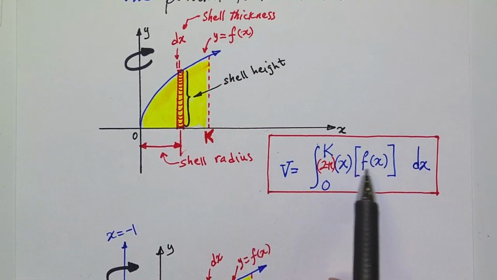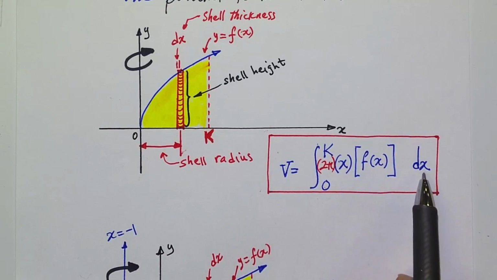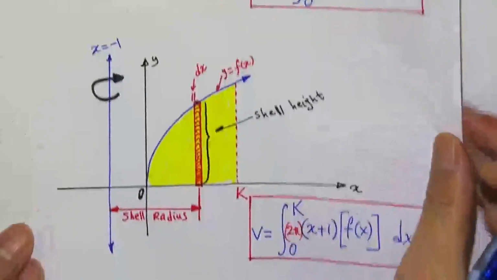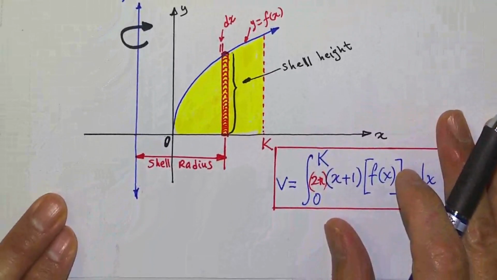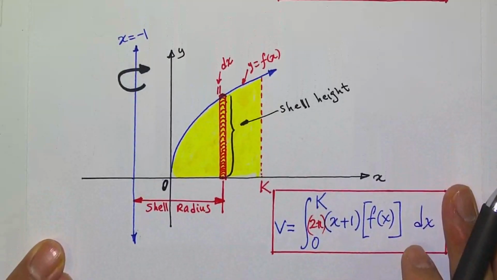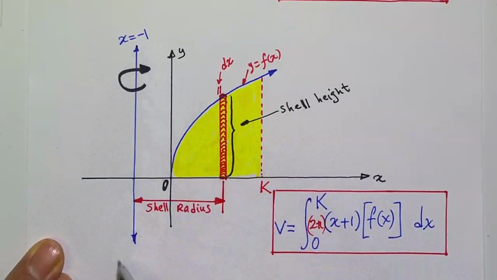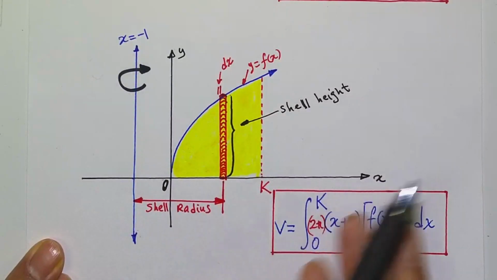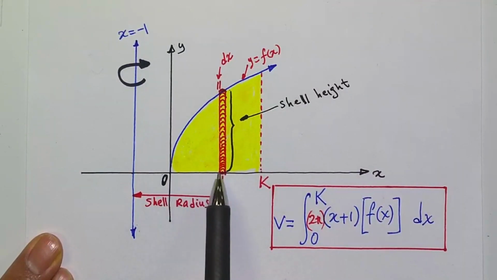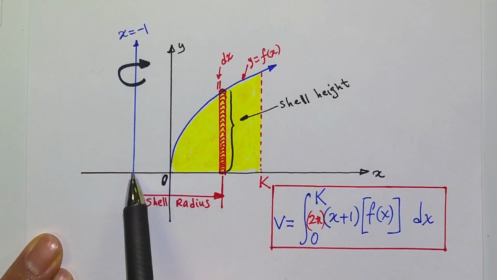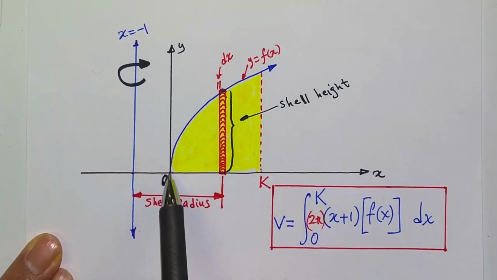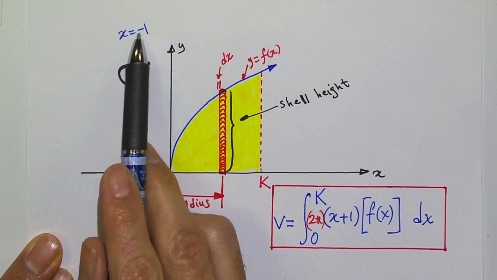Everything in this integration should be in terms of x, because we're integrating with respect to the x variable here. Okay, so what happens if we're rotating with respect to an axis that is parallel to the y-axis? Let's say in this case, the line x equals -1. If we're rotating with respect to that, just as before, the shell radius this time would be this distance, which is x, plus the additional distance away from the y-axis, right? In this case, 1 unit.